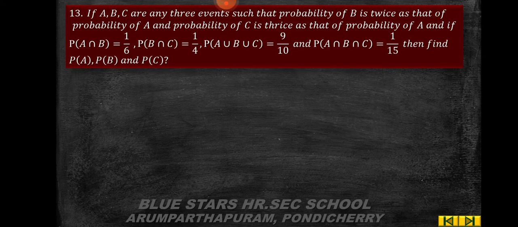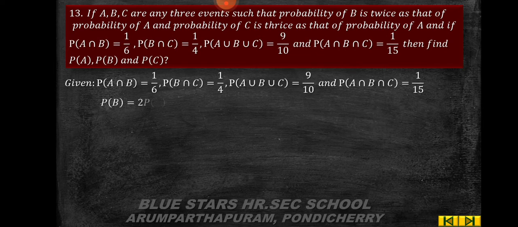Question number 13. If A, B and C are any three events such that the probability of B is twice that of the probability of A and probability of C is thrice that of probability of A, and if P of A intersection B is equal to 1 by 6, P of B intersection C is equal to 1 by 4, P of A union B union C is equal to 9 by 10, and P of A intersection B intersection C is equal to 1 by 15, then find P of A, P of B and P of C.